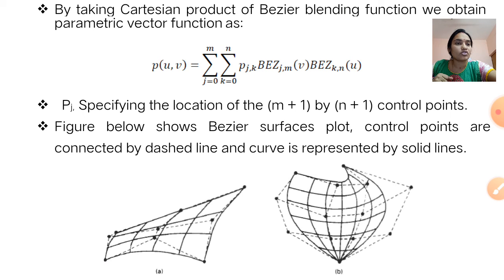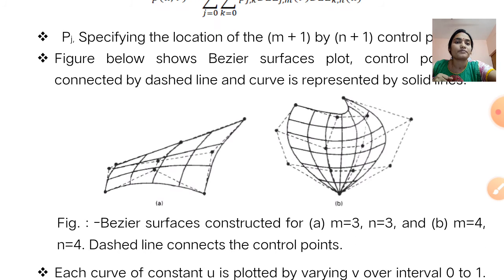These control points are connected in a surface plot by dashed lines, and the curve is represented by a solid line. The solid lines are the curves, but the control points are connected through a surface plot. That means the surfaces look like this in both figures.